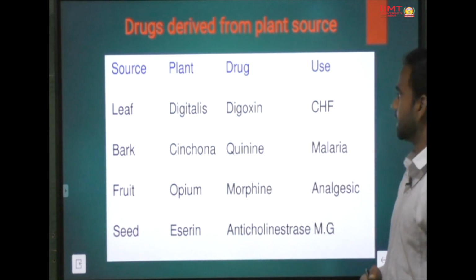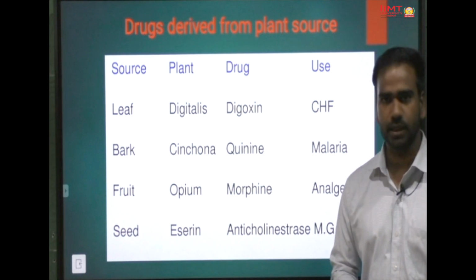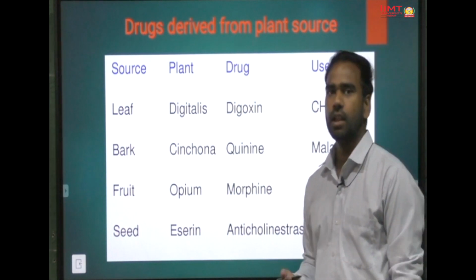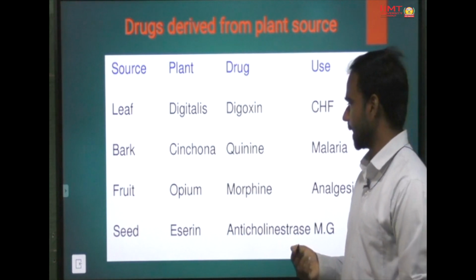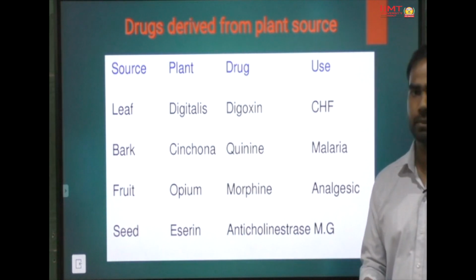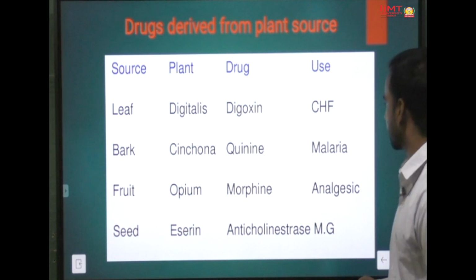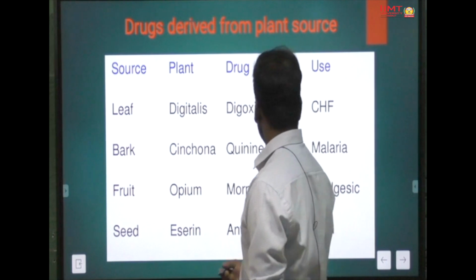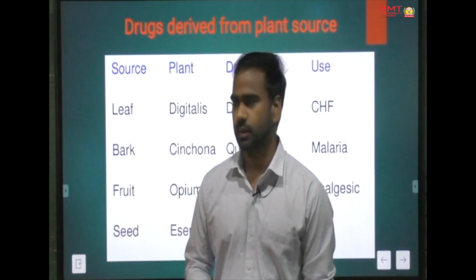So, digitalis leaves, which contain digitoxin as one of the main active constituents, play an important role in CHF. Further, cinchona, opium and resin have active components like quinine, morphine or anticholinesterase that have been used for mitigating malaria, pain, and different pathophysiological states in the human body.